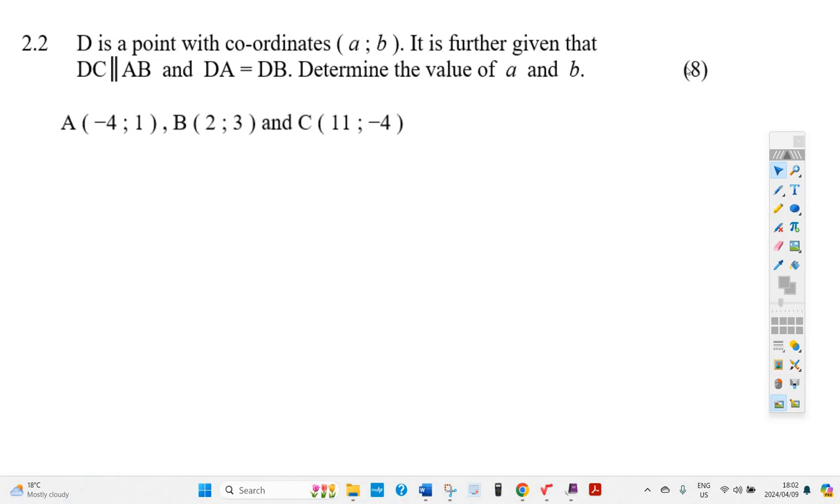Okay, this is a challenging question. Look, it says 8 marks. So, one question, 8 marks. Well, it looks challenging. But here, let's try it.